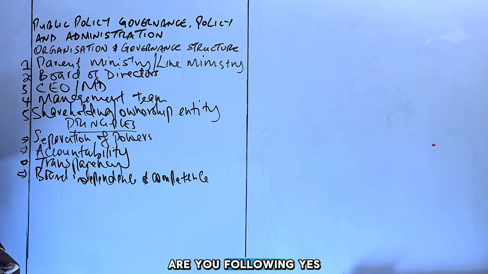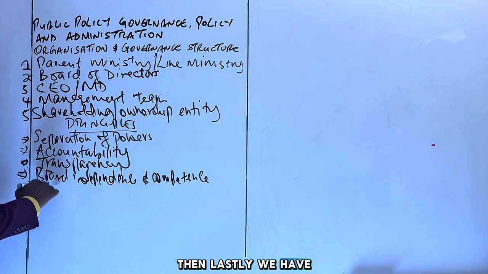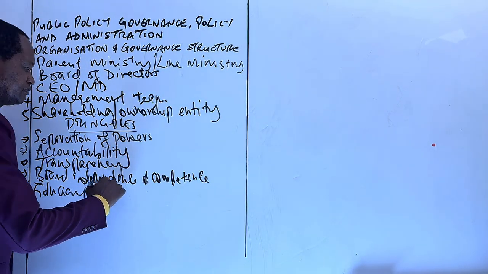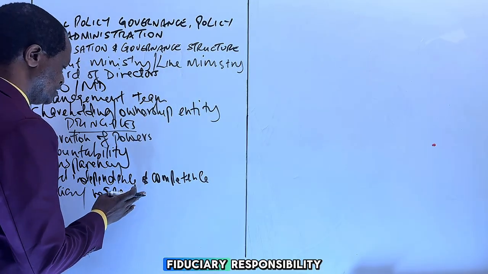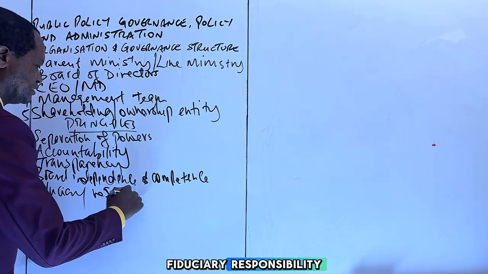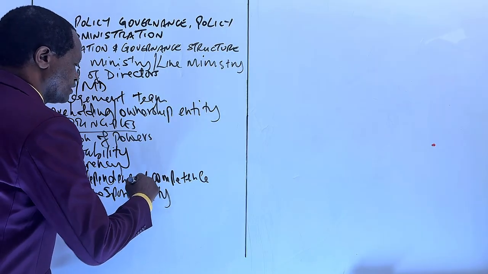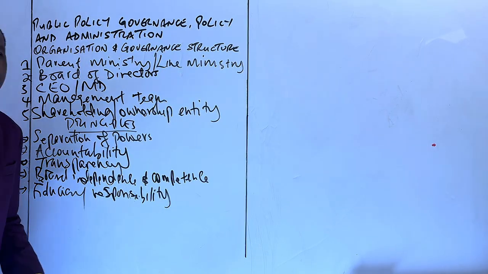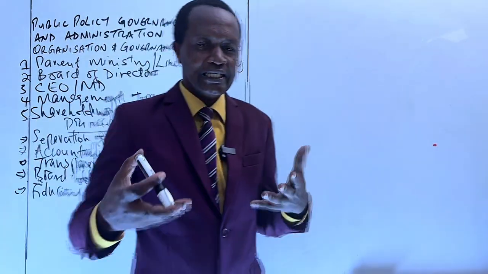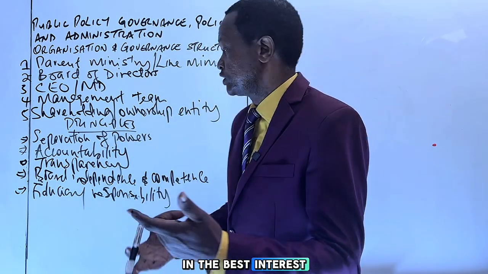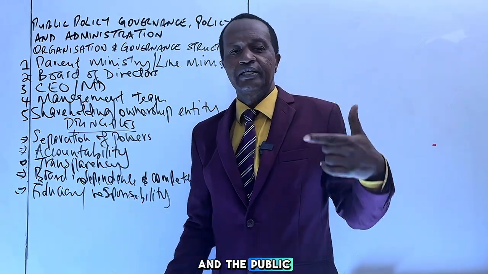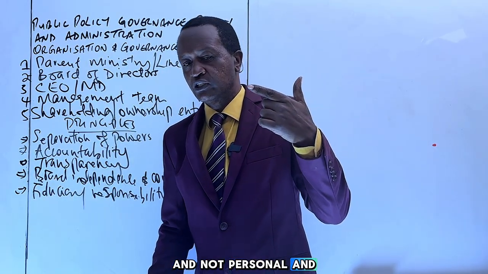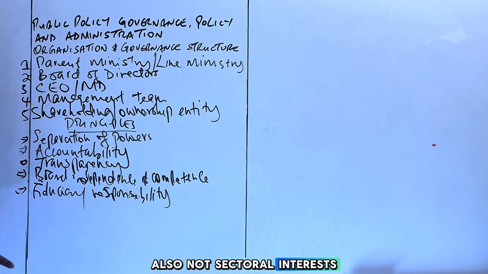Are you following? Then lastly, we have fiduciary responsibility. That is to mean that board members and executive are legally obligated to act in the best interest of the organization and the public that it serves, and not personal and also not sectoral interests.